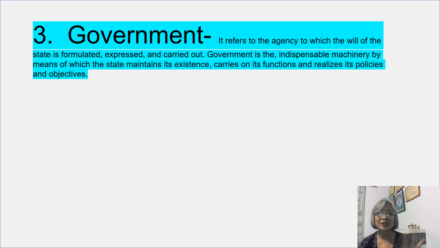Ipinupush natin sa gobyerno yung kasalanan. When we should look within, kung makikita natin sa sarili natin yung mga mali natin, maitatama natin. Pero kasi tinitignan natin yung mali natin sa gobyerno eh. So, what happens? Hindi tayo natatama. Kasi yung mali nandito, pero ang kinokorek mo yung nandun, which is wrong. So, dapat unawain natin kung ano nga ba ang gobyerno.